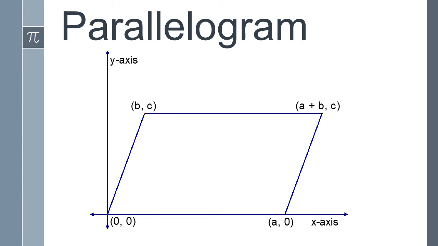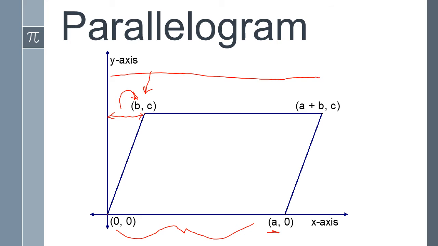Now, for parallelograms, A0 is easy, right? It's just this distance here, and we know that this is just going to be A. Now, here's where it could get a little bit confusing. We always use BC here, and the reason for BC is this distance is equal to B. That's your B value. C value is going to be your Y value, and since this is going to be a parallelogram, this distance now from the y-axis is going to be equal to a plus b. It's still going to be on the c coordinate, so that's why we end up with a plus b, c.